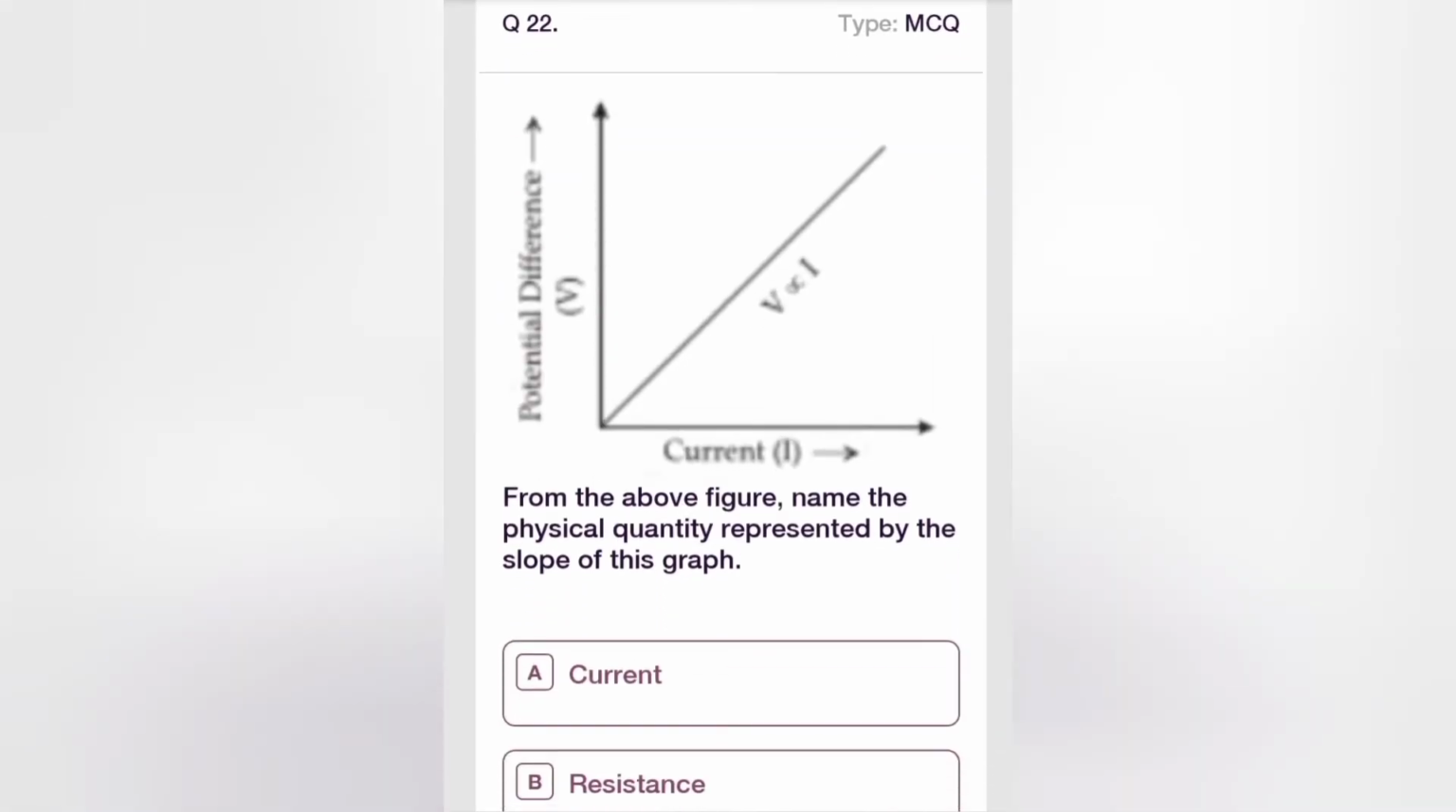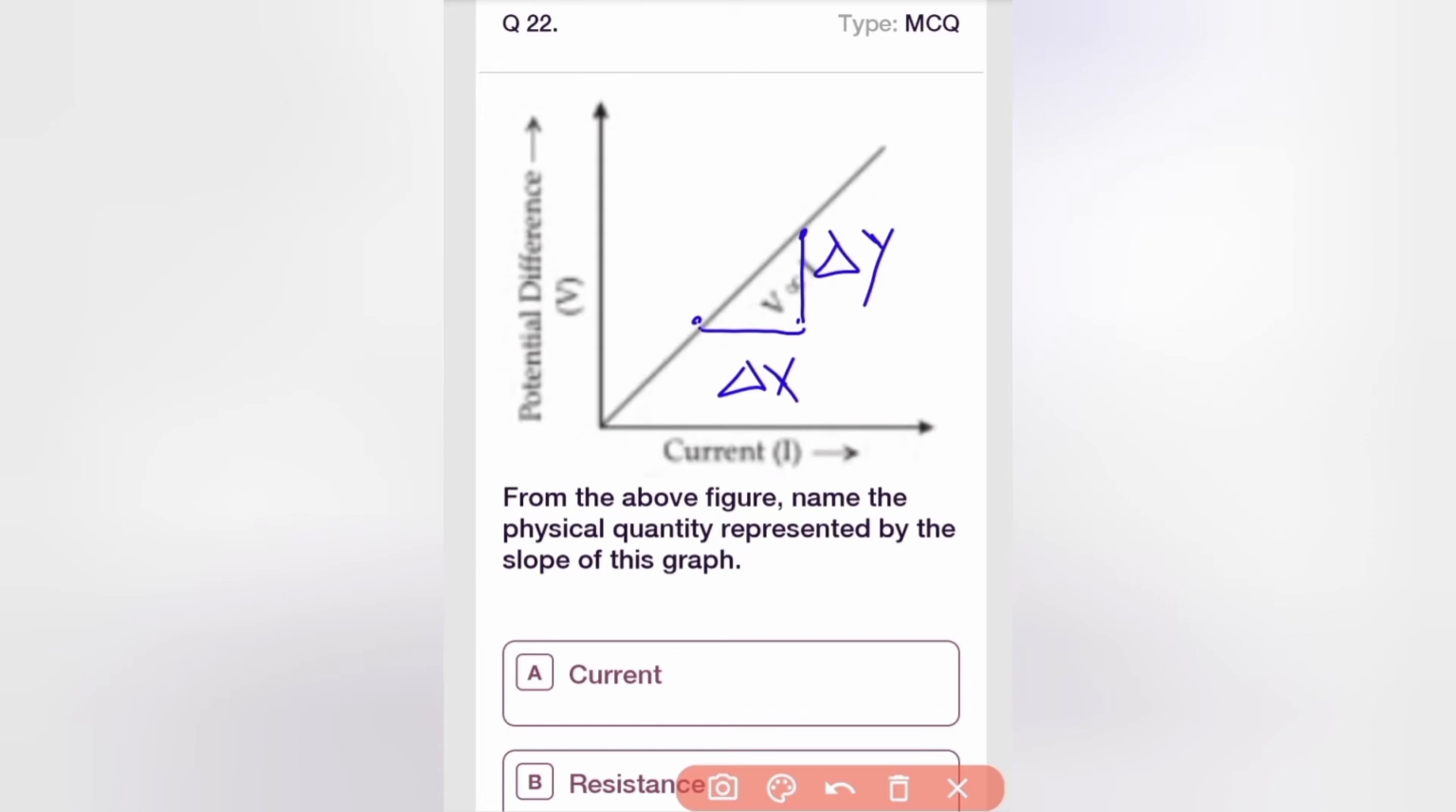22nd question. From the above figure, name the physical quantity represented by the slope of the graph. So when you find the slope of this graph, what will you get? Take 2 points on the graph and find the slope.